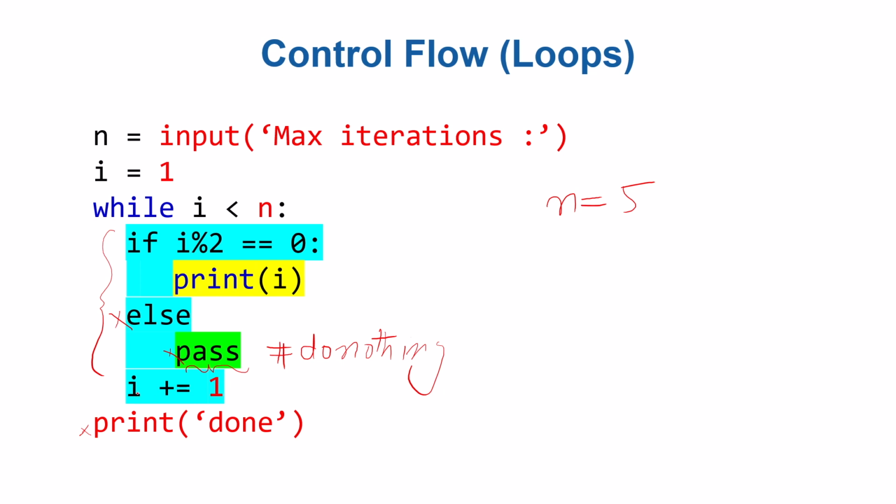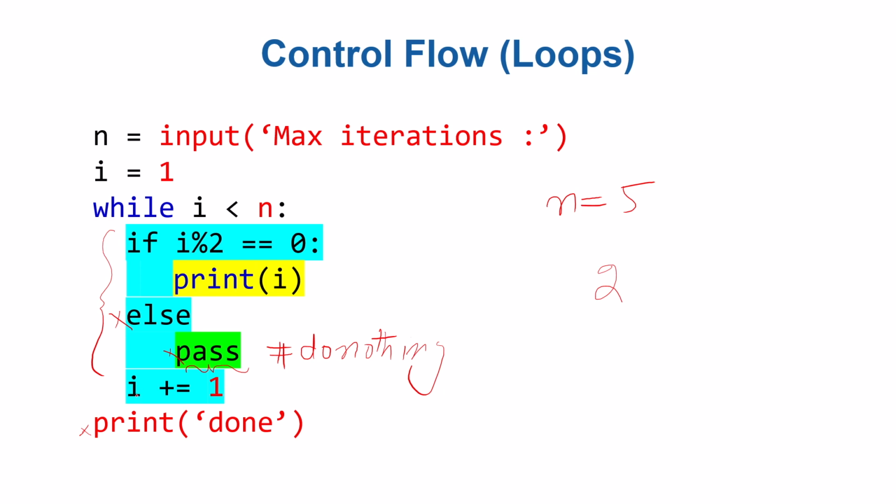Now I is incremented. I becomes 2. Now move back. 2 is smaller than 5, yes. 2 remainder 2 is 0, yes. So print 2. So 2 will be printed. Because if is executed, else will not execute, and I will increment, because I increment is not inside the if condition. It is inside the body of the loop.